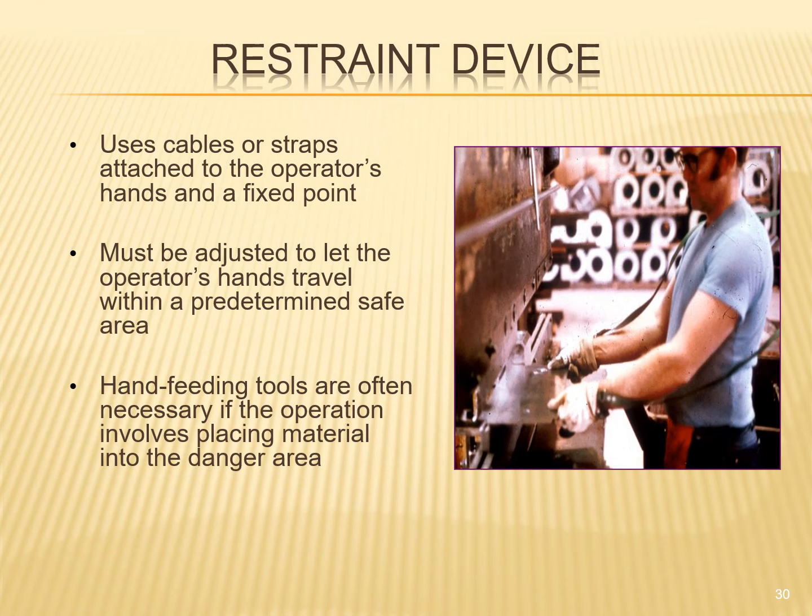Restraint device uses a cable or strap attached to the operator's hands and a fixed point. It must be adjusted to let the operator's hands travel within a predetermined safe area. Hand feeding tools are often necessary if the operator involves placing material in the danger zone. And these are devices strapped to the operator's hands. It only allows them to get so close to the point of operation.